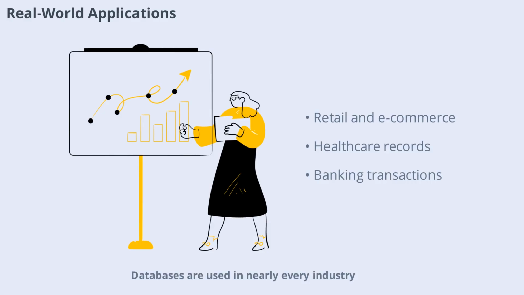Databases are used in nearly every industry. Online retailers use them to manage inventory and track orders. Hospitals store patient records in databases for quick access. Banks rely on databases for secure transactions, and social media platforms use them to store user profiles and posts. No matter where you look, databases are working behind the scenes to keep things running smoothly.